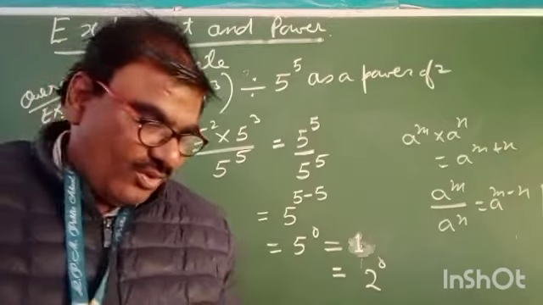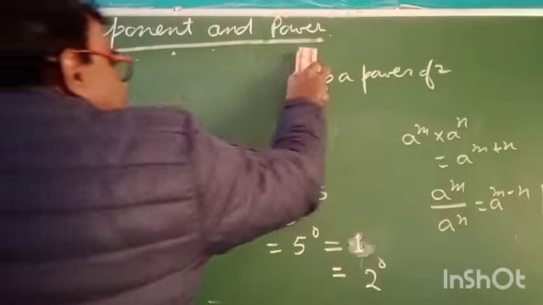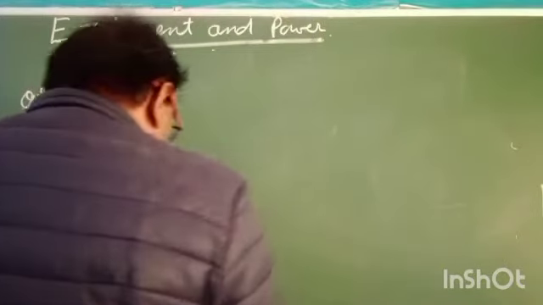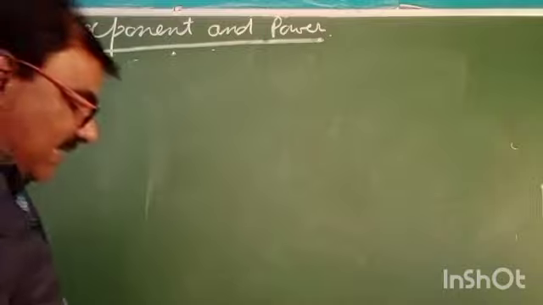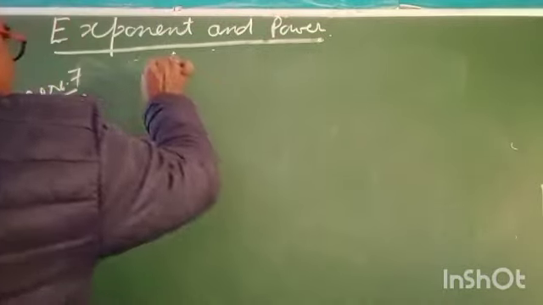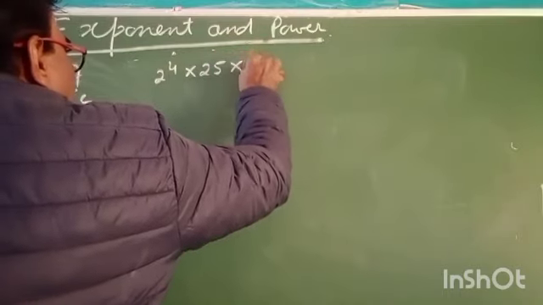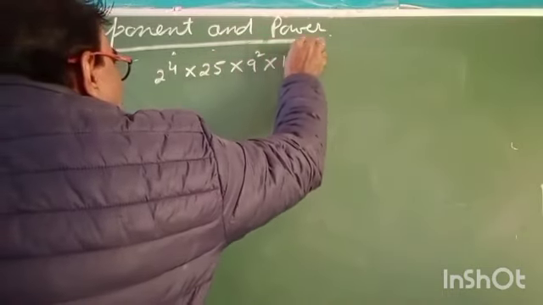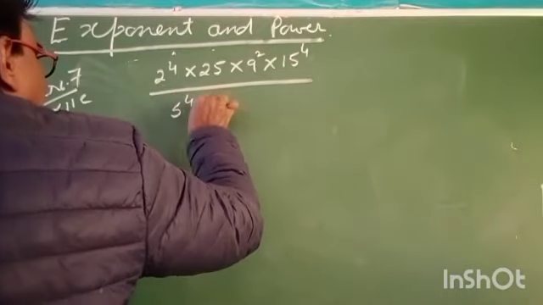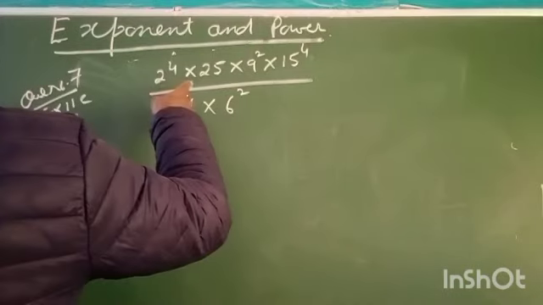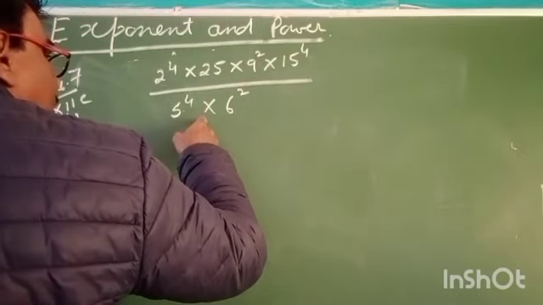Question number 7, second part. 2 to the power 4 multiply 25 multiply 9 square multiply 15 to the power 4 upon 5 to the power 4 multiply 6 square.